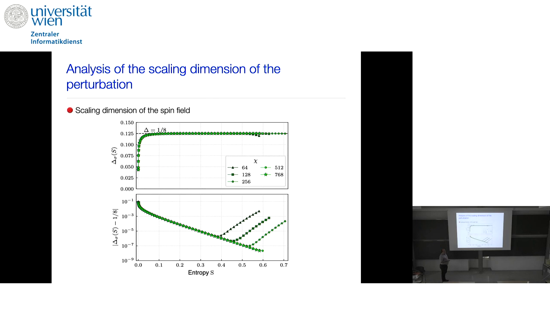Why does it go away? Sorry? Why does it go away at the perturbation? Here? Yeah, that's the finite bond dimension effect. Once things are under control and controlled really by the relevant perturbation, in this regime the bond dimension does not play a role.